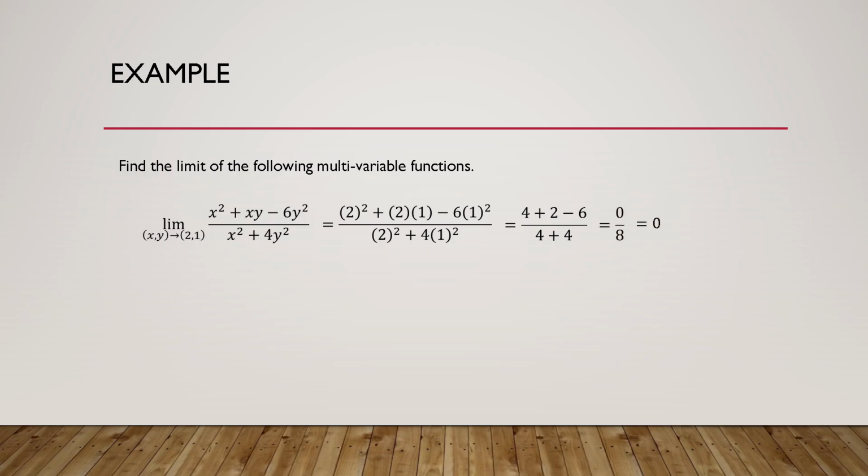The limit as x, y approaches 0, 0 of e to the x minus 4 over e to the y. Using substitution, we get e to the 0 minus 4 over e to the 0. This simplifies to 1 minus 4 over 1, or negative 3.